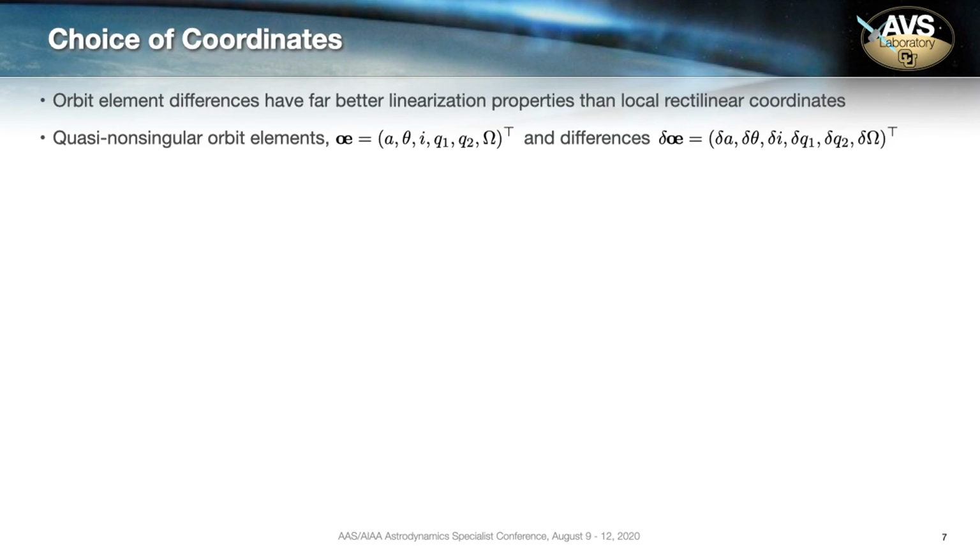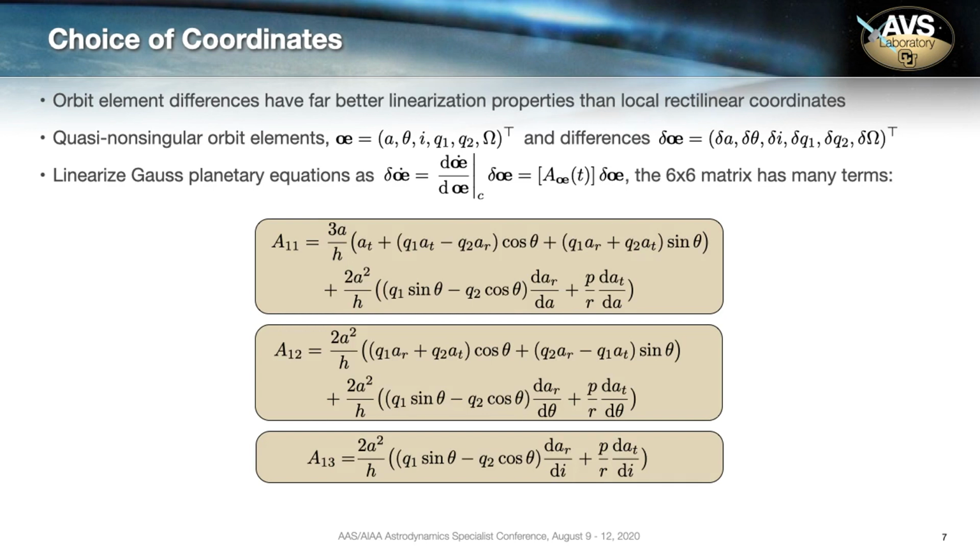First, note that in this paper we linearized the relative motion using quasi-non-singular orbit element differences instead of local rectilinear coordinates. The orbit element differences just have much better linearization properties. So to get the relative motion dynamics, we linearized the Gauss planetary equations about one of the spacecraft in a formation, and the 6x6 plant matrix we obtain has many terms. Only 3 components are given here as an example. And using the resulting equations, we wrote a general numerical linearization toolbox valid for any perturbed relative motion problem.